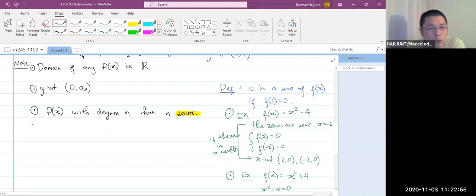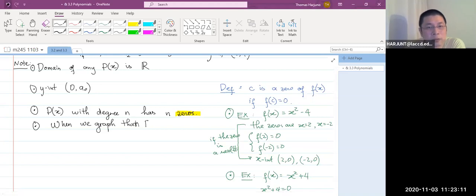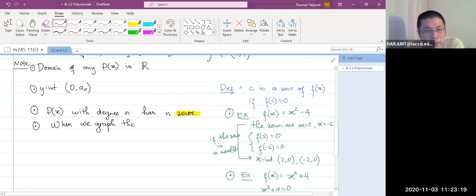Okay, now later on when we graph, P(x) has at most n minus 1 turning points.